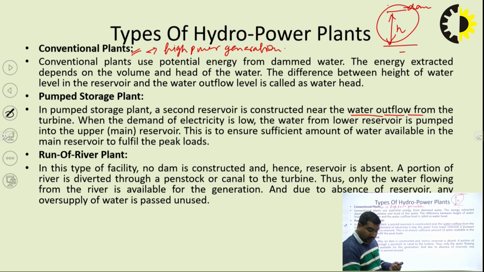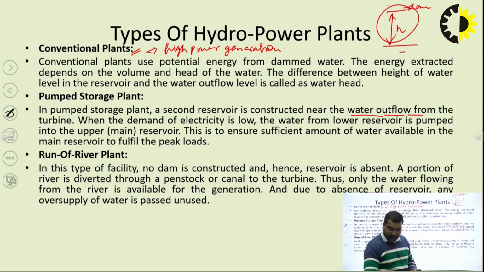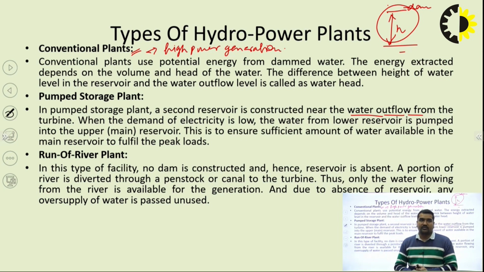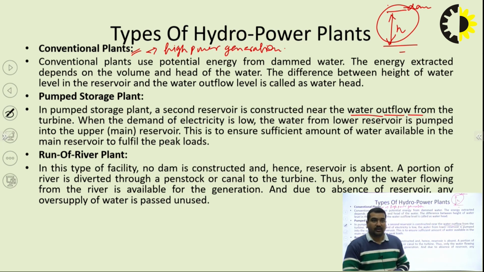What does it mean? It means that when we have extra load demand, as we know the load demands vary with time, we can take advantage. How? In case of low load demand, we can supply the water from downward to upward. And when load demand increases beyond our capacity, then we can take advantage of this uplifted water. Okay.